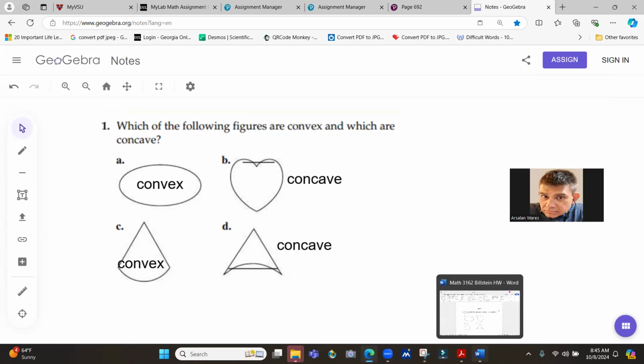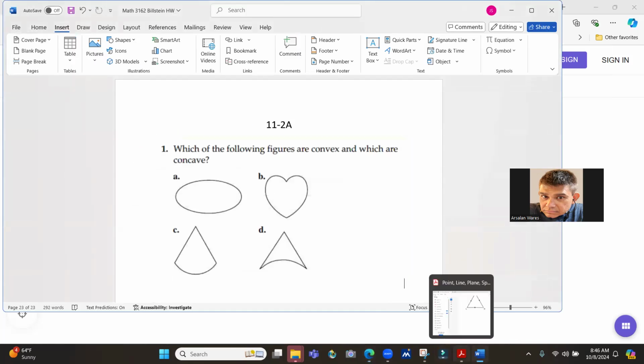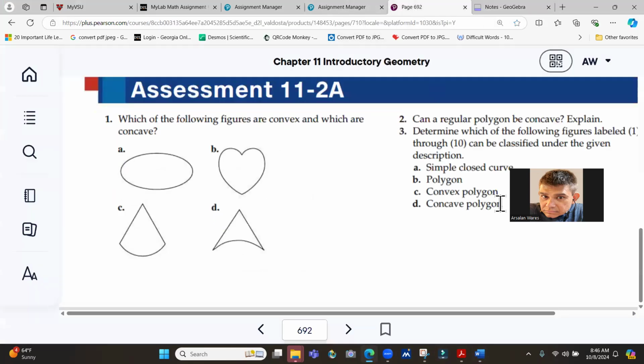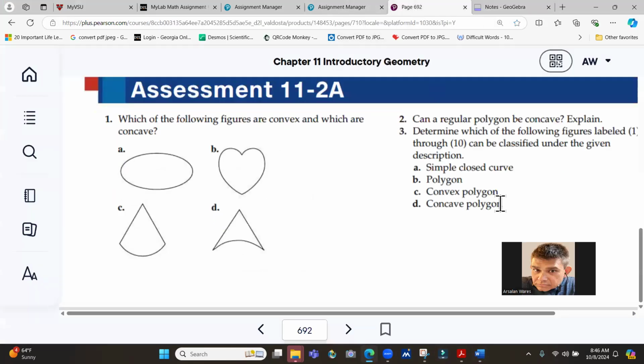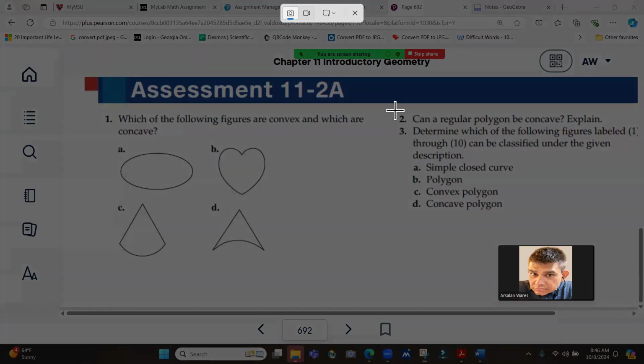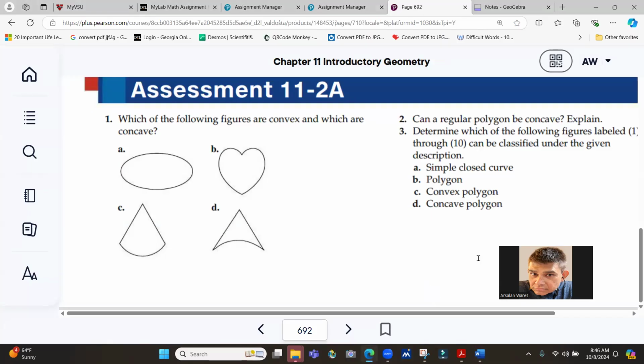So we just applied two of the words that we learned today. All right, let's see what's next. I won't do all of them. They're very repetitive. Okay, this is a good one. Can a regular polygon be concave? I would say no. I'll tell you why I'm saying no. It's actually a challenging question, but looks very simple, right?